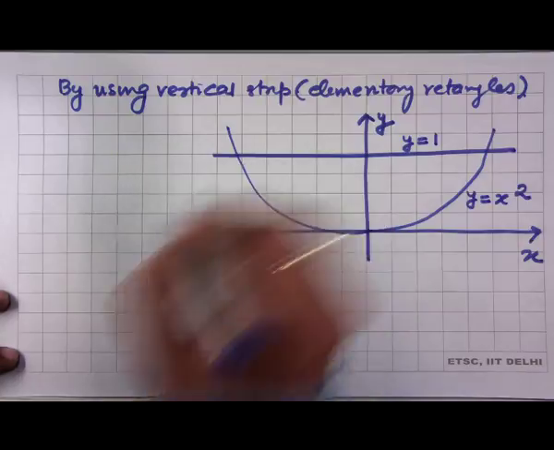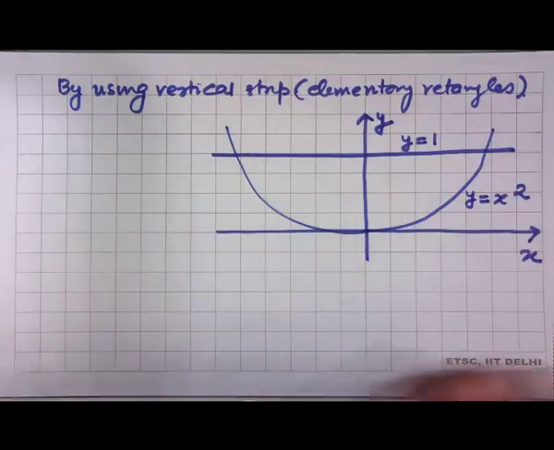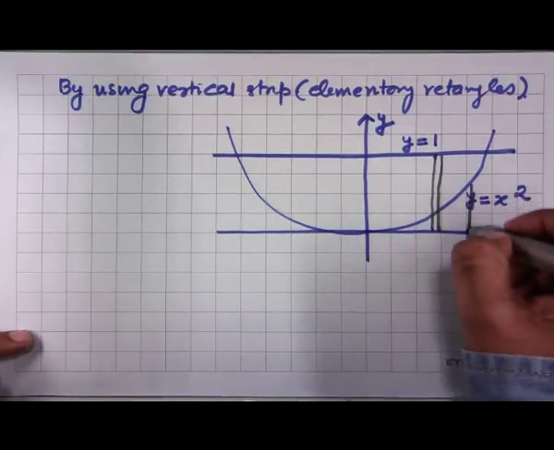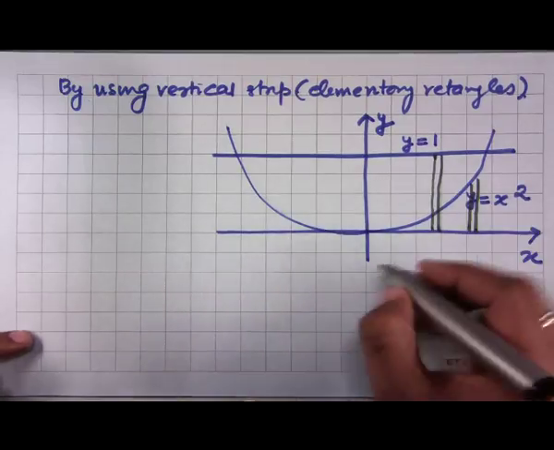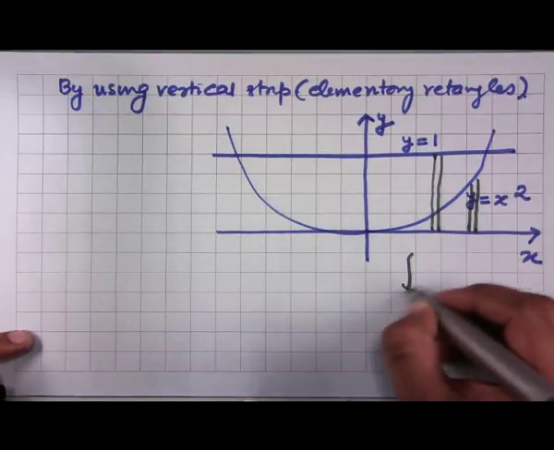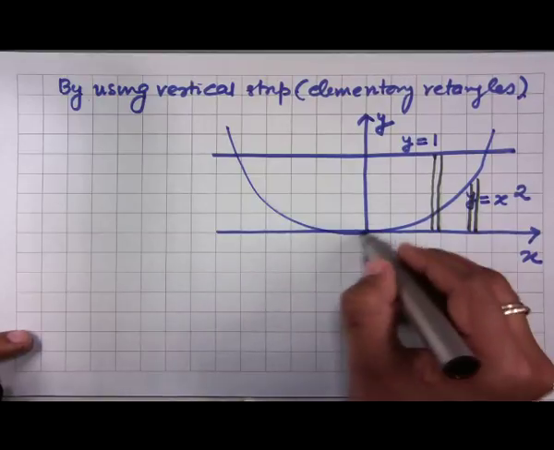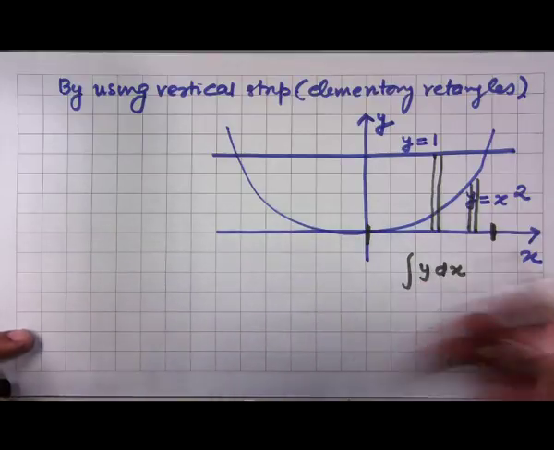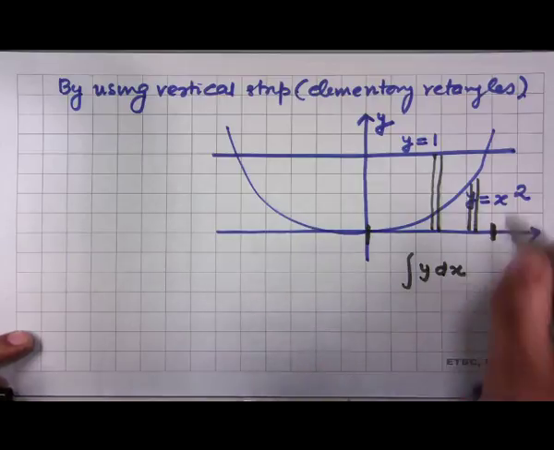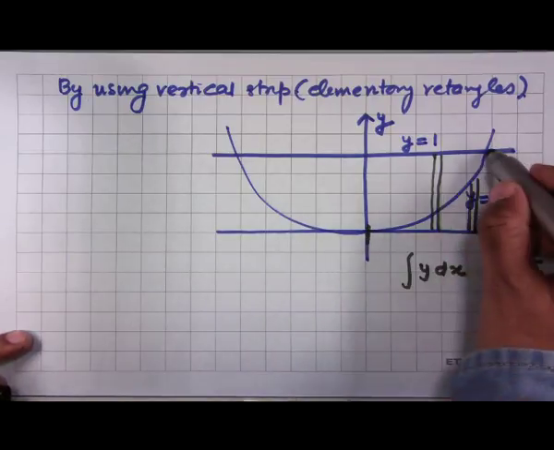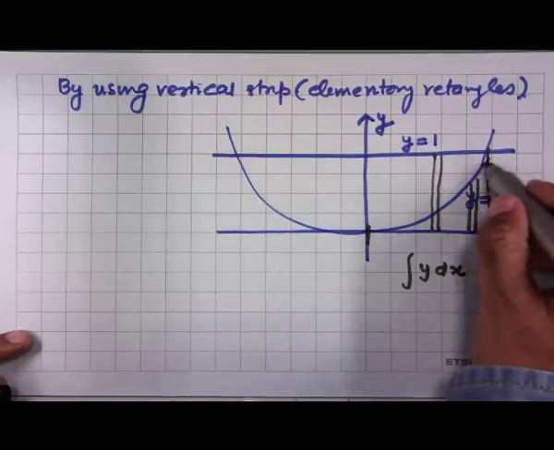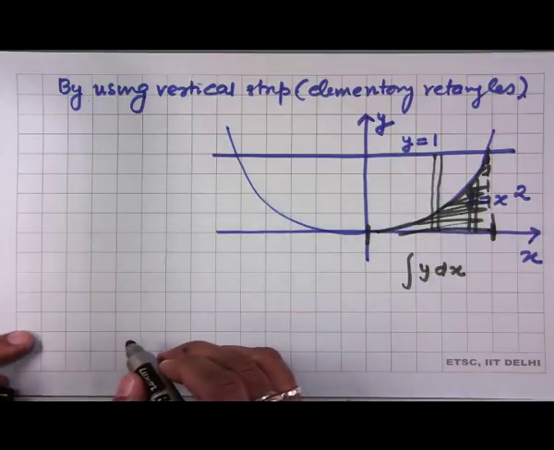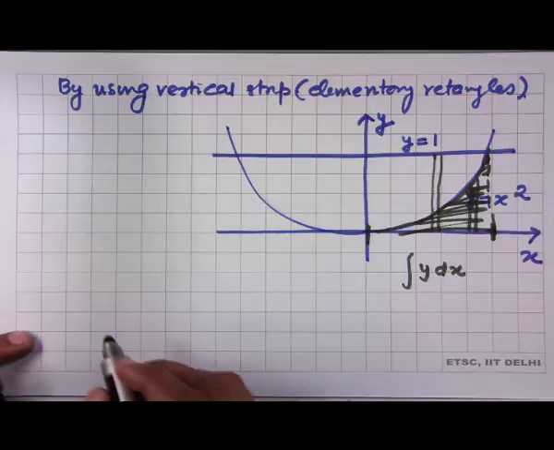So, if you take a vertical strip, what problems will occur? By integrating y dx from here to here, or even by multiplying it by 2, you will not get the required area, because y dx, if you apply for this parabolic region, gives you this area which is not the required area. So, how to use this vertical strip to compute the area?